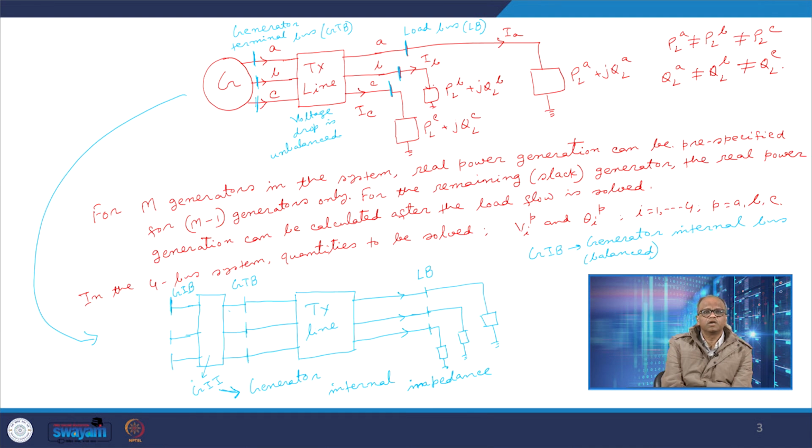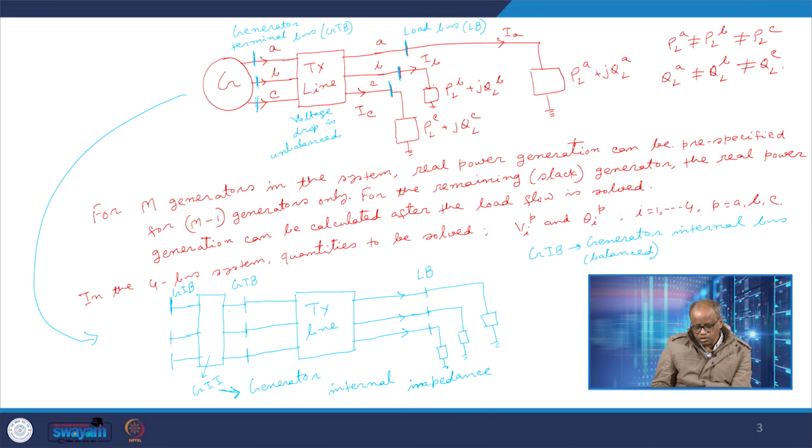Because this will cause an unbalanced drop, even though the voltages at the generator internal impedance are balanced, the generator terminal bus voltages would be unbalanced. So then therefore GTB, that is the generator terminal bus voltages, would be unbalanced.